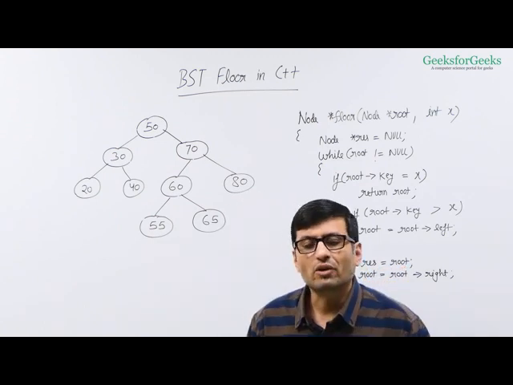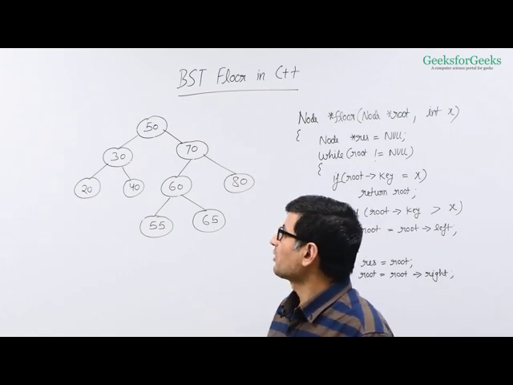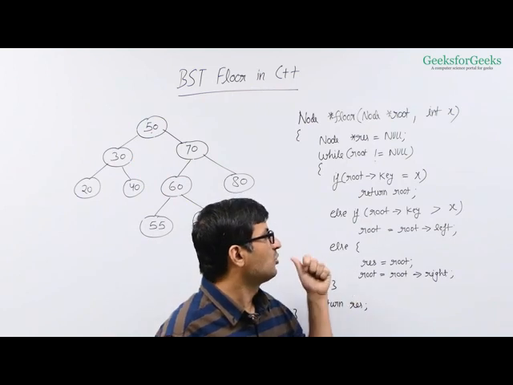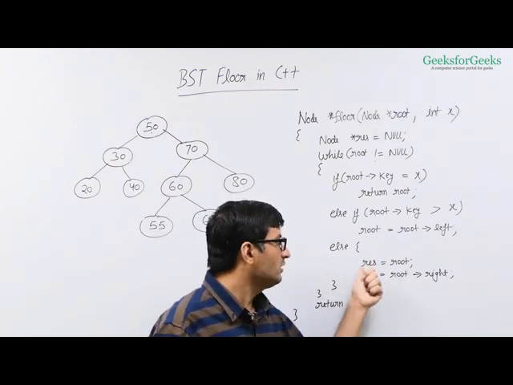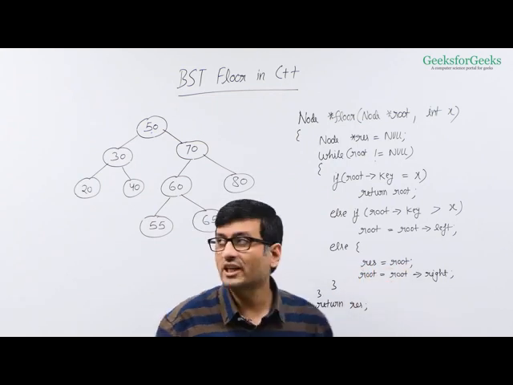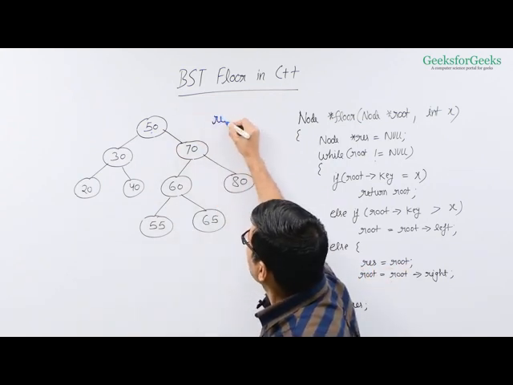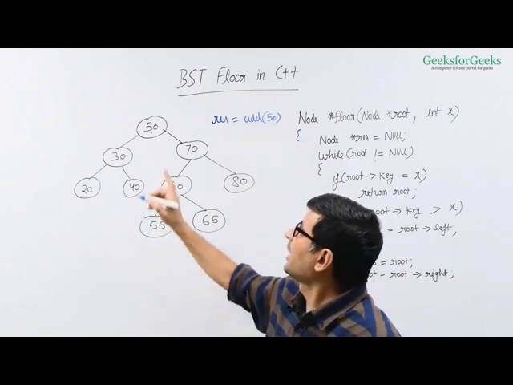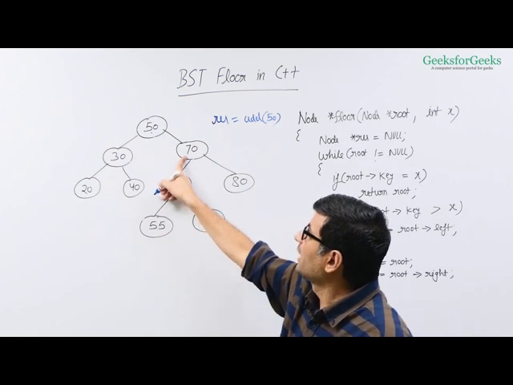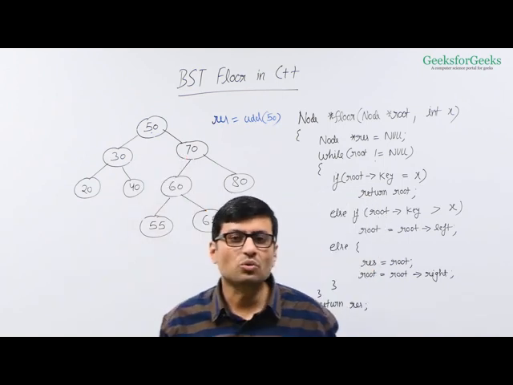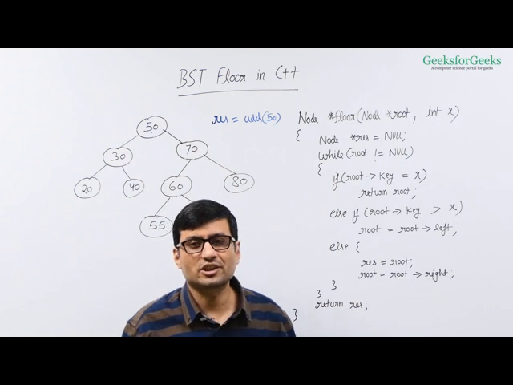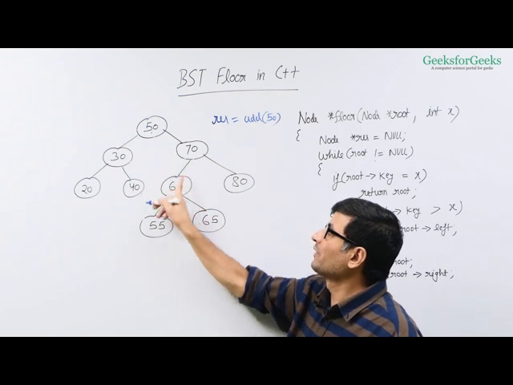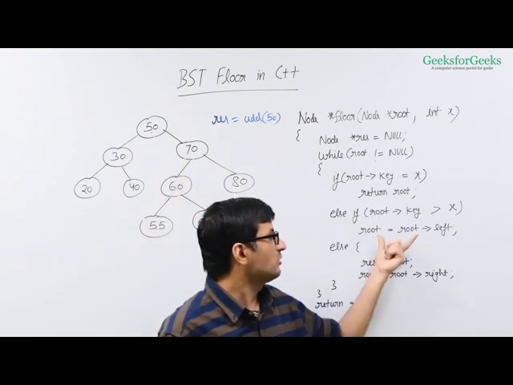Let's do a dry run for 58. Let's say we want to find out the floor of 58. We'll begin here. We'll go to the case where we have root arrow key smaller than 58. So we'll make the result as root. So our result now has the address of this node 50, right? And now what we do, we go to the right side. When you go to this side, you see that root is greater than the search key, right? The search key is 58. So you go to the left of it. You go into this case and you go to the left side.